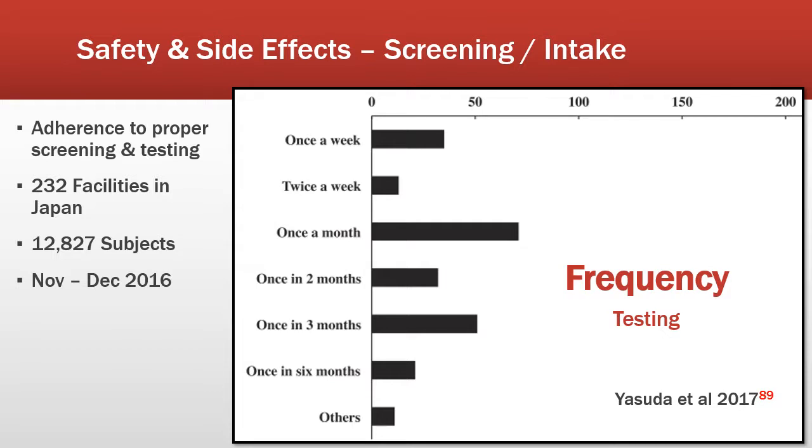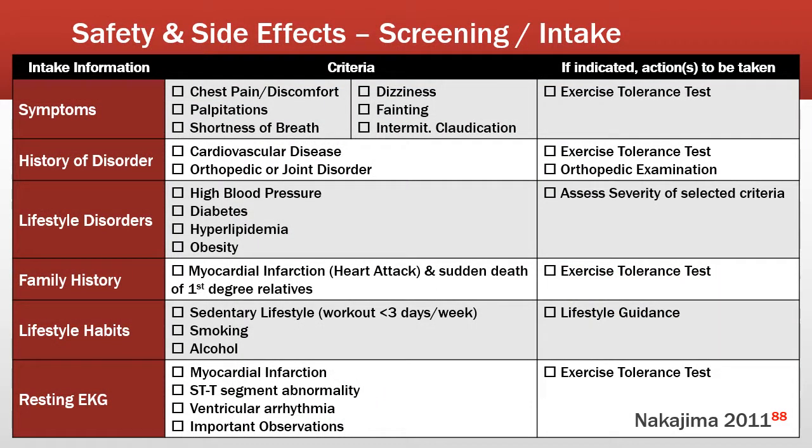And if they were only training once a month, well, we know the effects were probably going to be minimal, if at all, given the fact that it's optimized with 2 to 3 times per week for consistent 6, 8, 10 weeks. Okay, so Nakajima in 2011 came up with a couple of screening tools or recommendations. So intake information, symptoms, history of disorder, lifestyle disorders, family, etc. So really trying to properly stratify risk assessment and demonstrating whether these individuals are contraindicated, there were precautions, or that they were free to use KAATSU training.